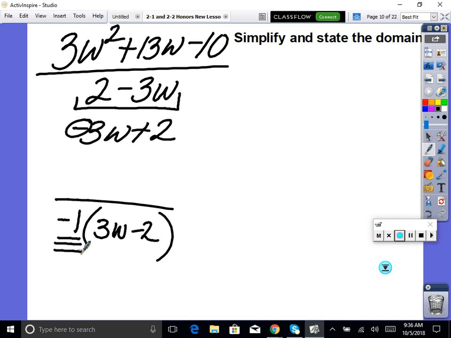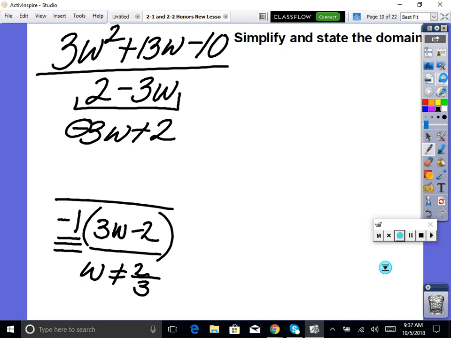Would that have a restriction? No. Does negative 1 equal 0? No, so that's not a problem. What would our restriction be? W cannot equal 2/3. You set it equal to 0, add 2, divide by 3, right, everyone? And then we would have whatever the top factors to be. We've restricted them. We divide. Are we good? Write things in standard form, and if there's a negative in front, factor it out. I don't need to keep going. I feel like it's just repetitive at this point.